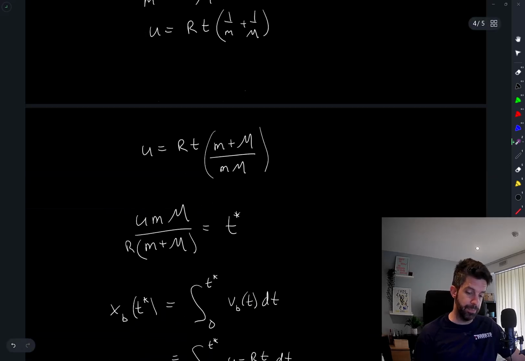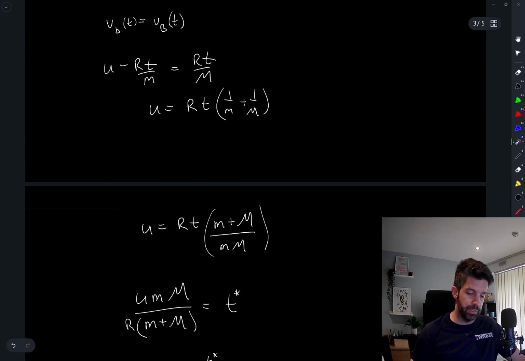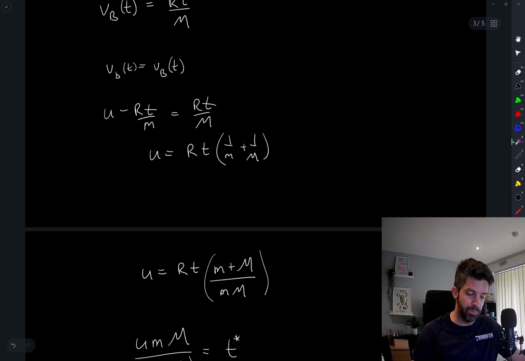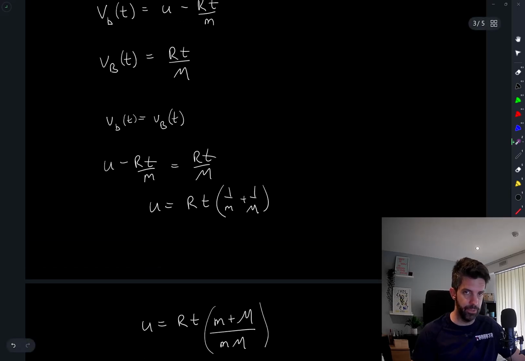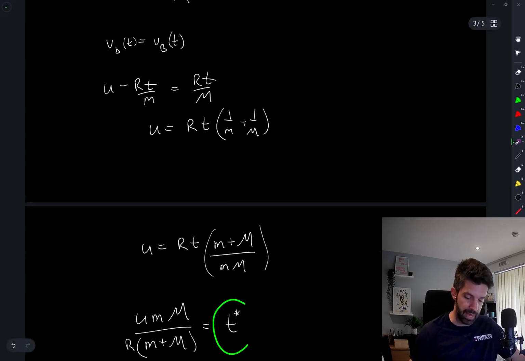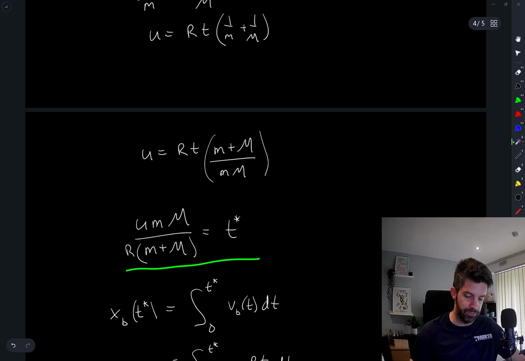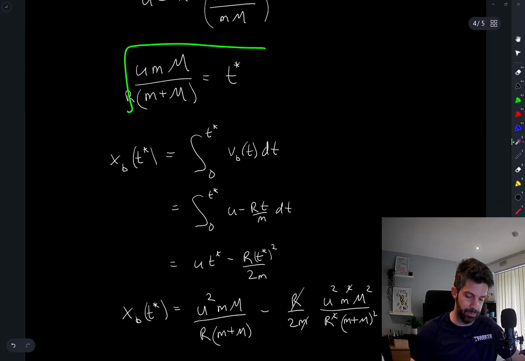I guess another tricky part in this question was realizing that the point in time we're interested in is not when the bullet stops, because the bullet never stops. It's when the bullet stops relative to the block. But what does that mean? It means that the velocity of the block and the bullet are the same. And then you can solve for the value of t, which is necessary to put into these integrals.